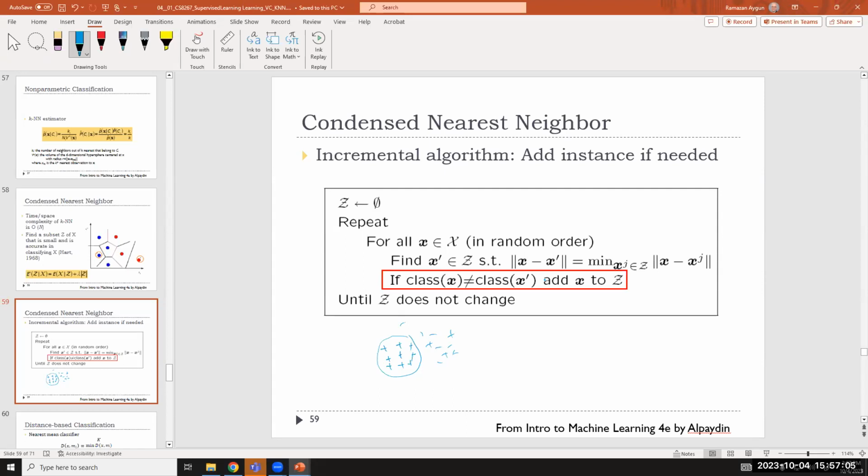Once you generate this sample, let's say originally it's 25,000, maybe you get 5,000 after this process, and then you use that 5,000 for the KNN algorithm. It becomes your training set.